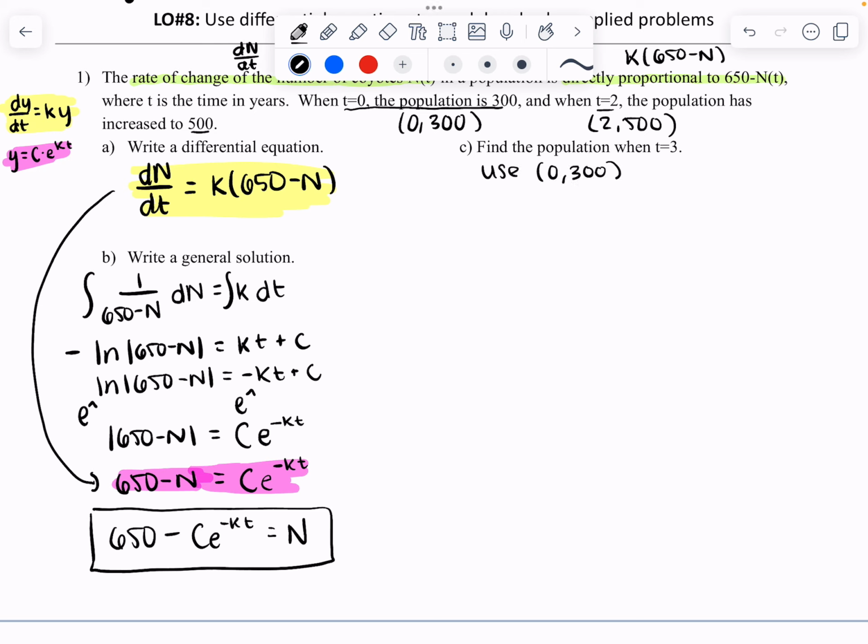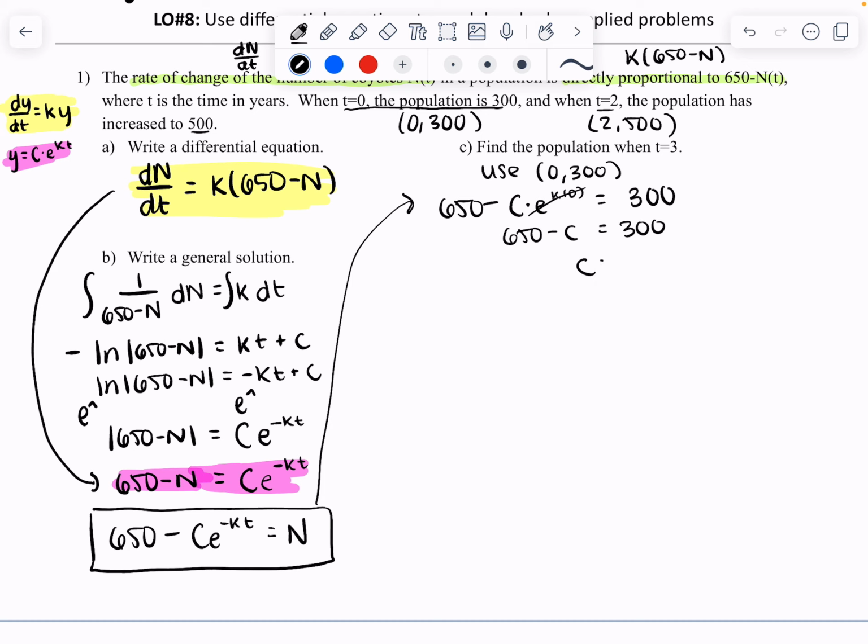So we're going to plug in. I'm going to use this equation here. I'm going to have 650 minus c times e to the k times 0 equals 300. So I'm plugging in 300 to n, 0 to time. E to the 0 power is just 1. And so we have 650 minus c is 300, and so c is 350.